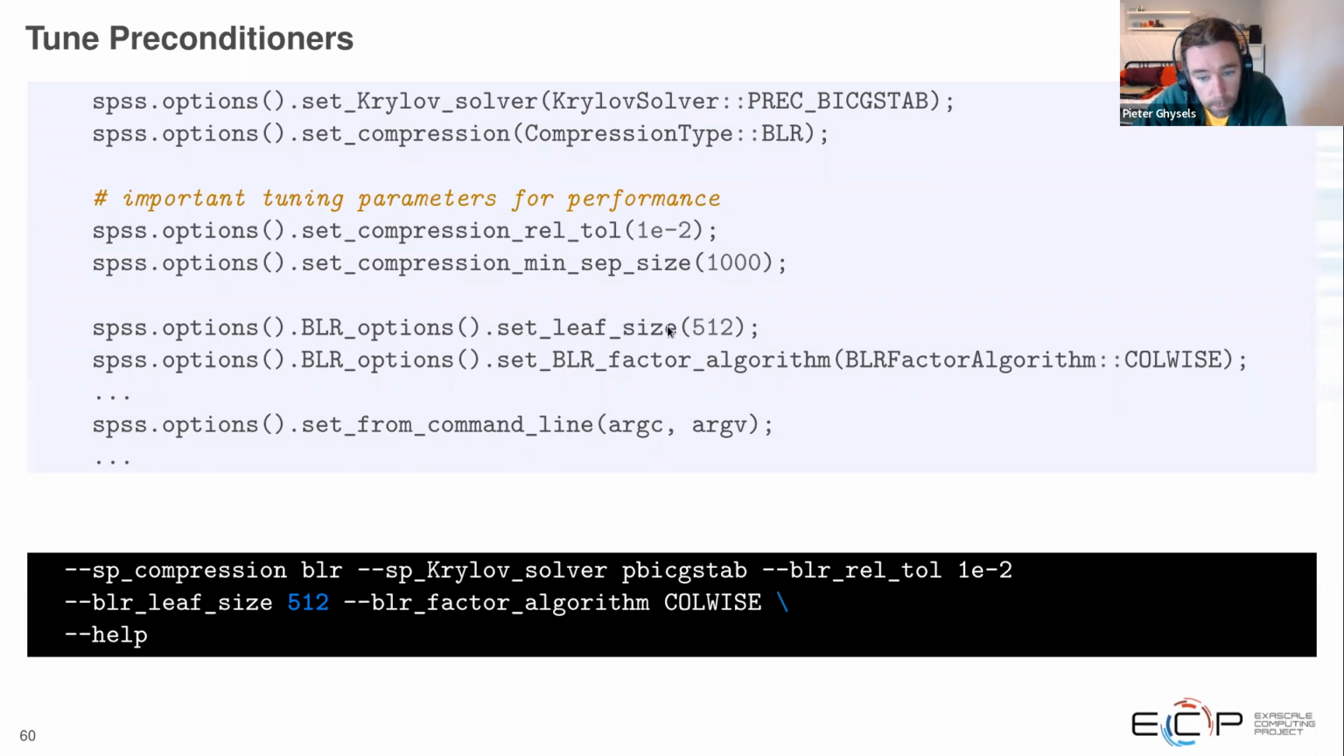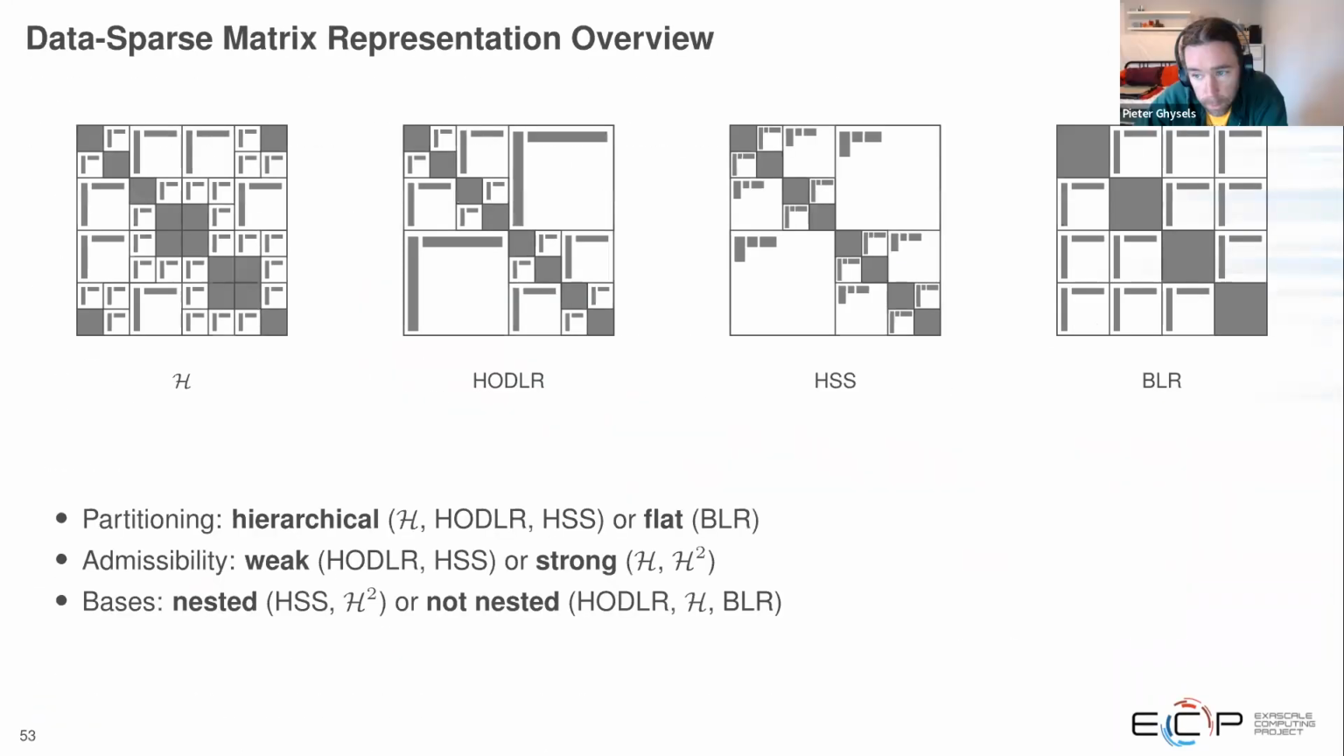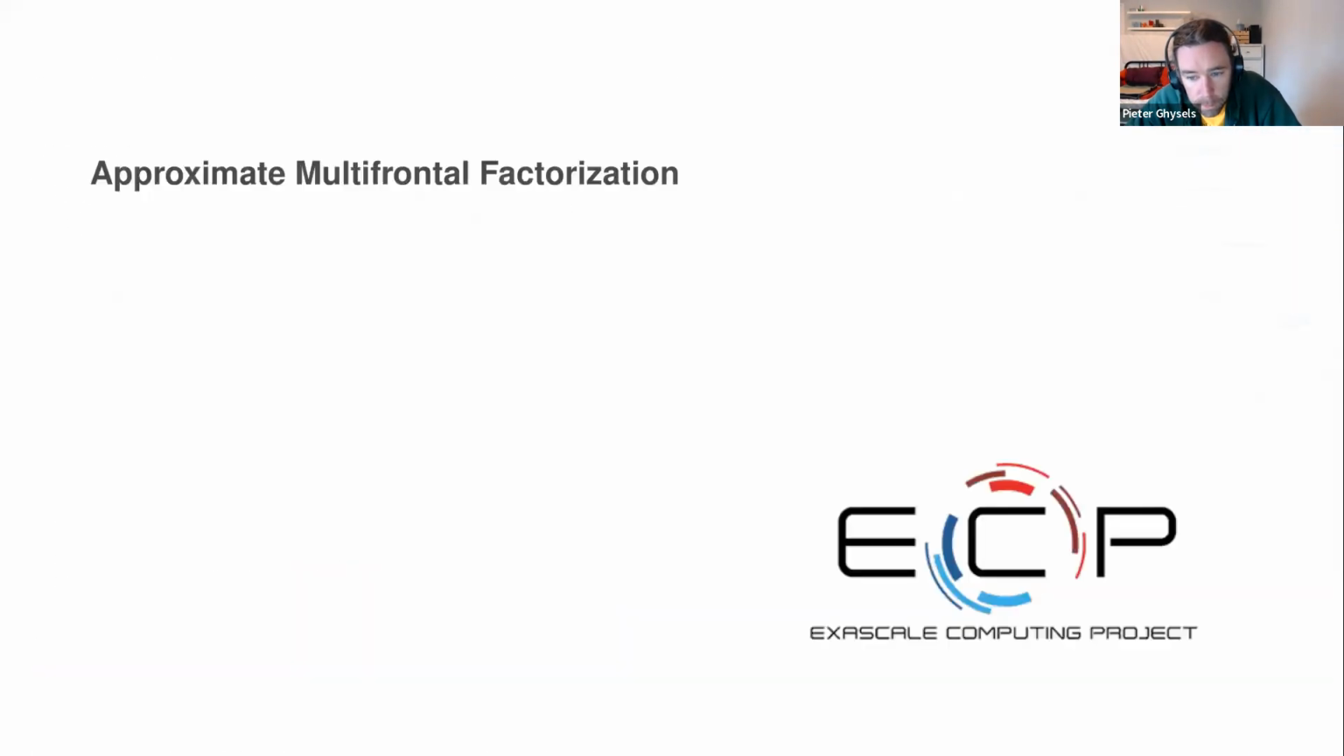You can set the leaf size for the block low rank format. So you query the options structure, which inside has another options structure for HODLR specific options. So there's another one for HODLR and HSS, for instance. So you can set the leaf size, which is the smallest block size. For instance, for a block low rank, it's the size of these blocks. They will not all be exactly 512 by 512 because these blocks are determined by doing a graph partitioning on the separator. But they will be approximately 512 by 512.